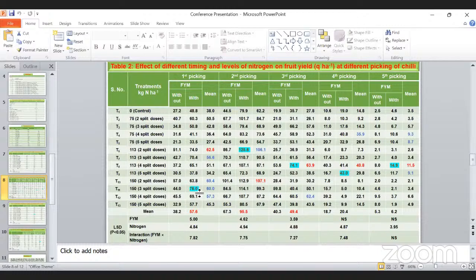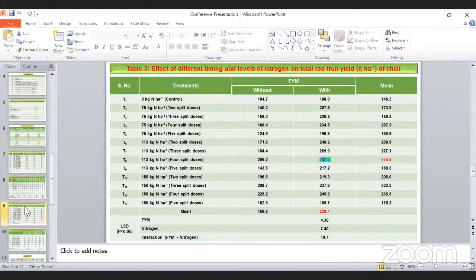In the first picking, the 150 kg nitrogen had more fruit yield as compared to the other plots. But in the second picking, 113 kg nitrogen had more in 2 splits, because the nitrogen fertilizer was applied in 2 splits. But at later stages, third and fourth picking, the 113 kg nitrogen per hectare in 4 splits and 150 kg nitrogen in 5 splits had more fruit yield. But at the 5th picking, the 113 kg nitrogen had more fruit yield as compared to the other treatments.